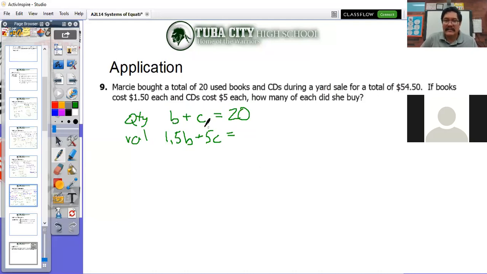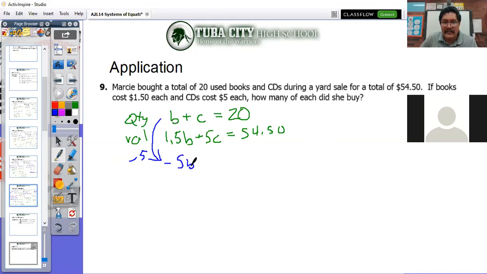Now to get this part, we're still talking about the value. So the total, not the total items, but the total sale values, sale price, $54.50. Now in this case, we are going to have to multiply some things out. So I'm going to pick one of these. Since I want to avoid decimals, I could multiply this by negative 1.5, but I don't want to do that. So I'm going to multiply everything by negative 5.